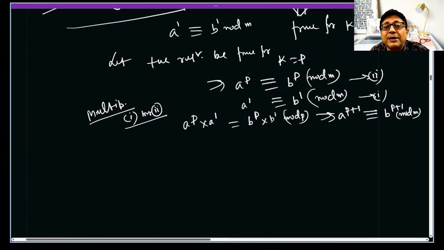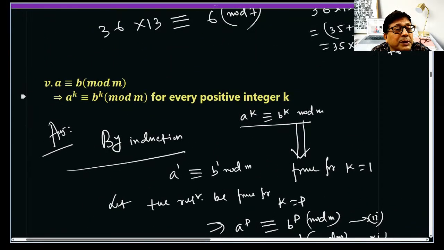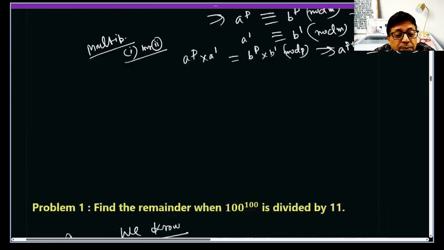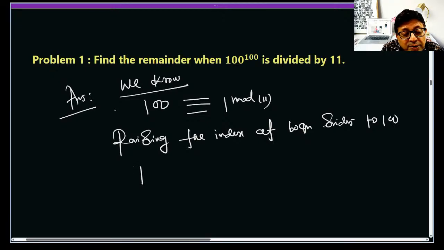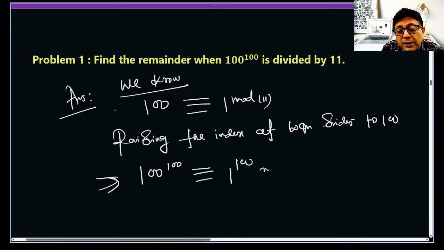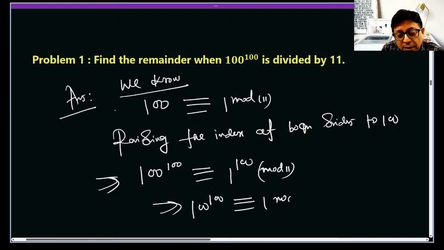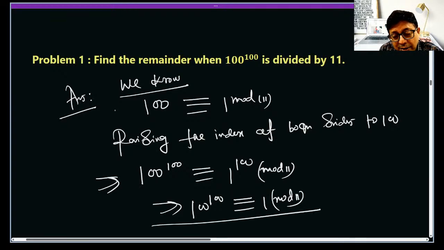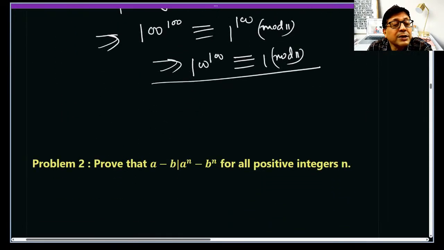I just gave the proof by mathematical induction. If A is congruent with B mod M, then A to the power K is congruent with B to the power K mod M. So this implies that 100 to the power 100 is congruent with 1 to the power 100 mod 11. So this implies 100 to the power 100 is congruent with 1 mod 11. Clear? Done? Understood?